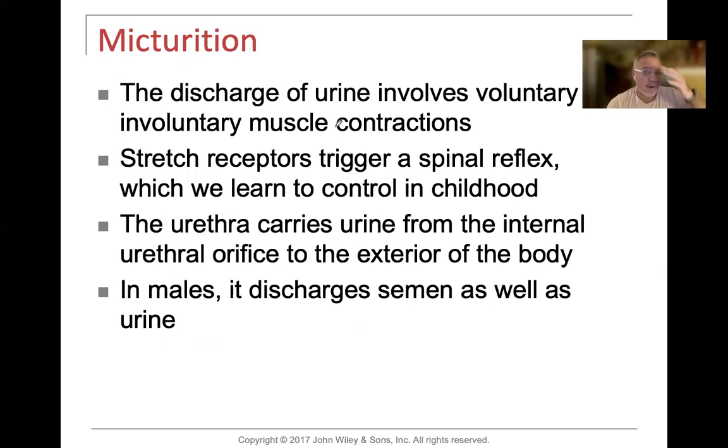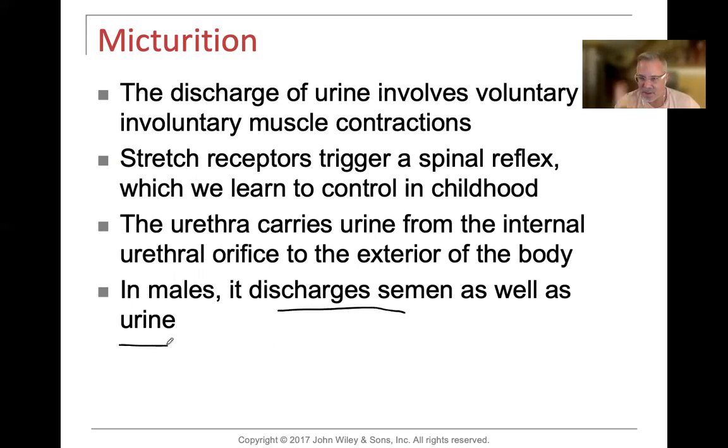Discharge of urine involves voluntary and involuntary muscle contractions. There are stretch receptors that will trigger the spinal reflex, and that's how we learn to control urination in childhood. Remember, the frontal lobe is involved with that to inhibit the ability to urinate. And the urethra carries urine from the internal urethral orifice to outside of the human body. In males, the urethra is also involved in discharging semen, not just urine.